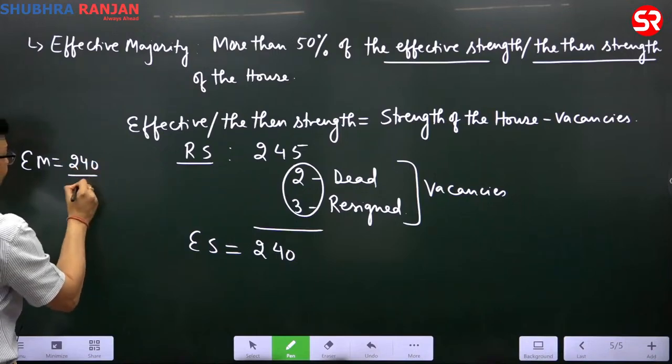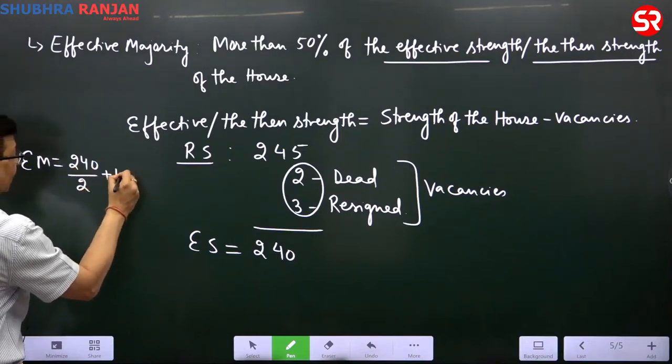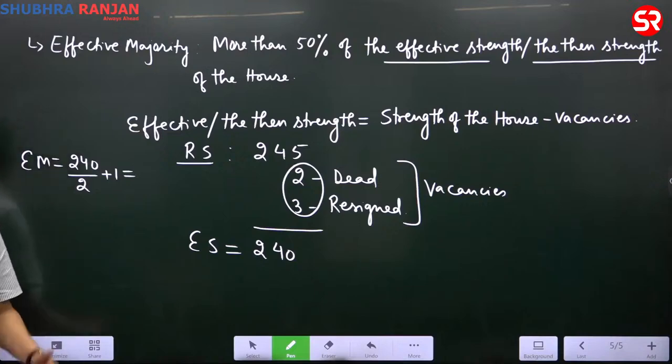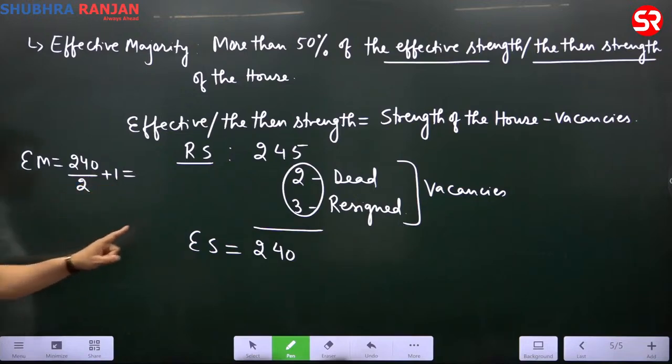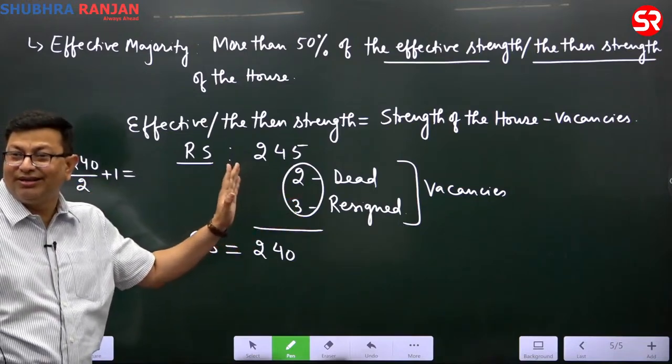240 divided by 2 plus 1. Why do we write plus 1? Otherwise there will be a tie, equality. That is why we write plus 1. So here the vacancies will not be counted.